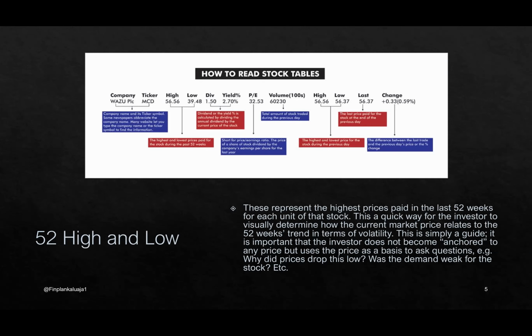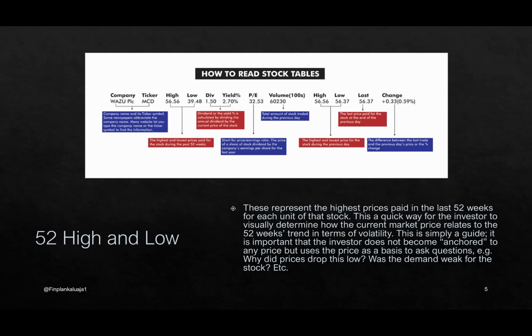And what this basically tells us is the highest and the lowest price for that particular stock for that entire year. That's what it means, the terminology. But what it tells us is it gives us an idea of volatility. So if I simply look at this visually, the highest price the stock has ever gone to is 56. The lowest price the stock has ever gone to is 39.